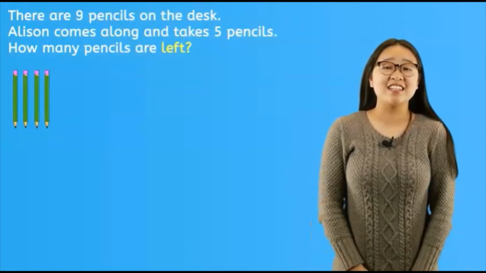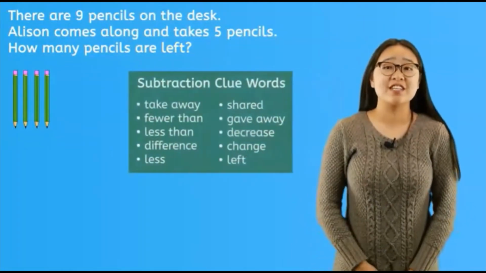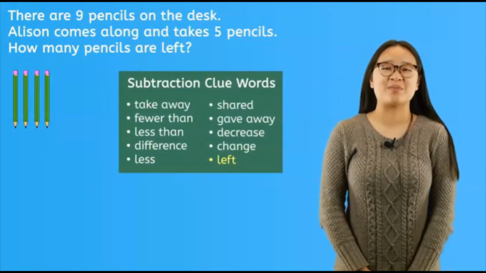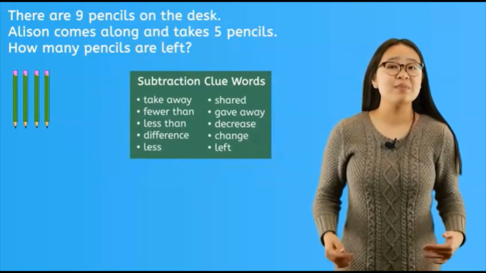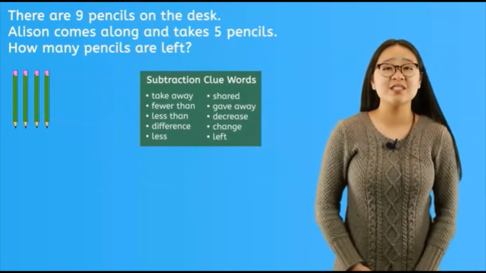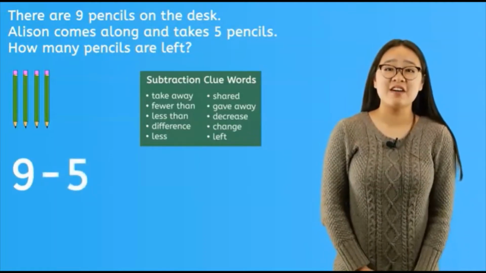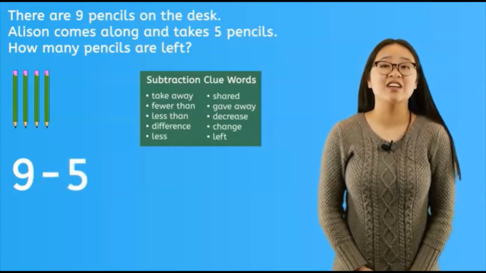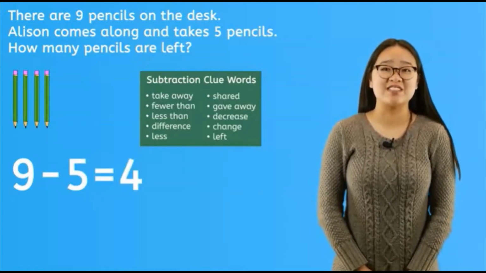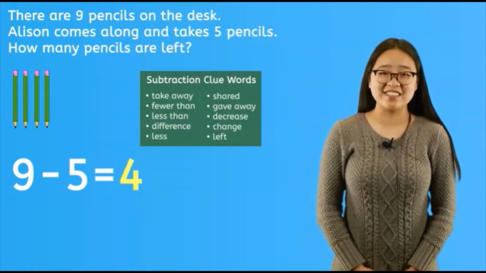Yes, you are right again. Left is a clue. You remembered from the word list given before that left is a clue to use subtraction in this problem. How many pencils are left over? This tells us we need to subtract. 9 pencils minus 5 pencils that Allison took equals 4 pencils. We've solved the problem by using the clues. The answer is 4 pencils left.